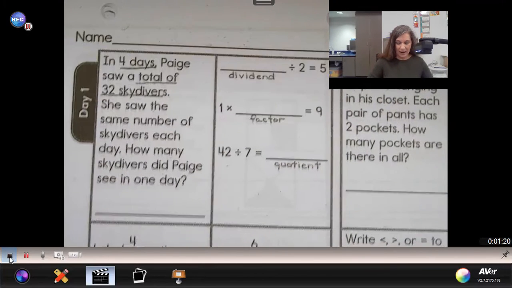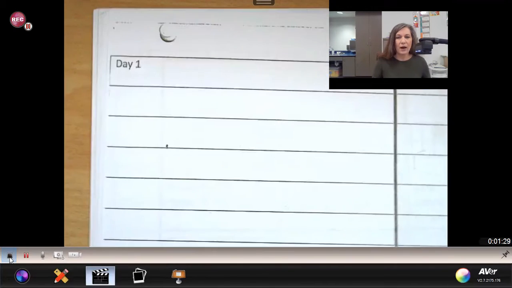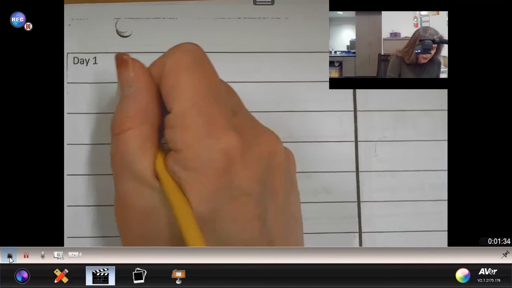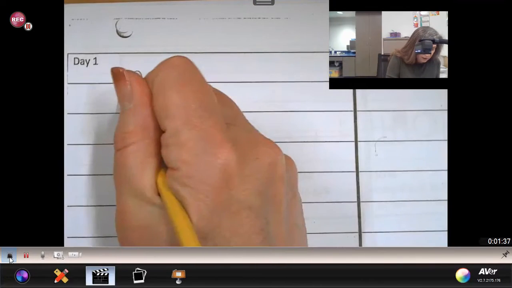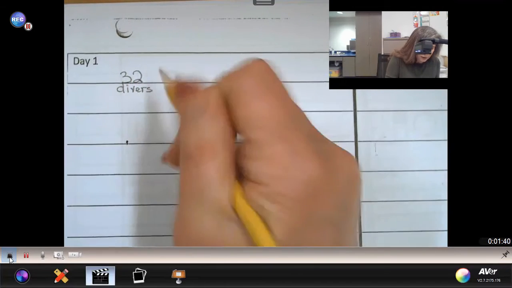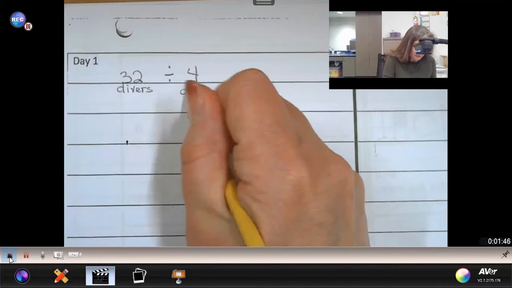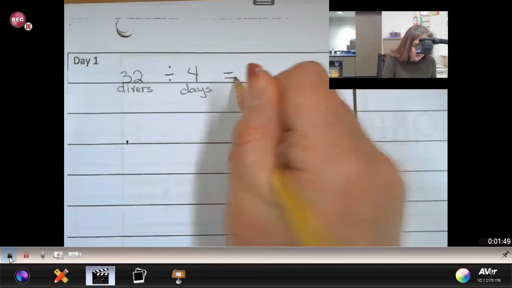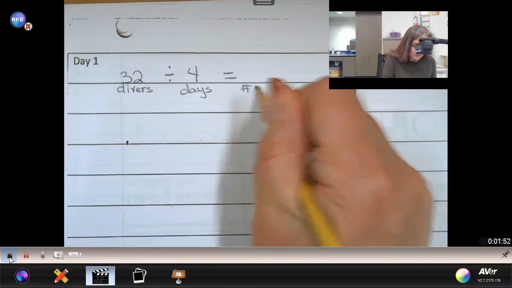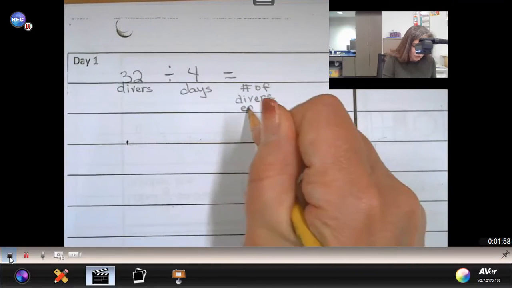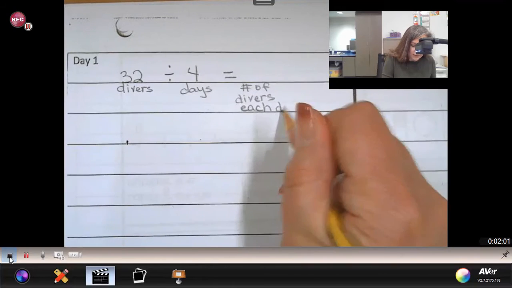Now let's take a look at the back, and we're going to do this problem in our extra space in the back. We know that this is division because they want us to know how many skydivers for each day or just 1 day. So that tells us that we're going to take our total of our divers and we're going to break them up into the 4 days or between the 4 days, and that's going to give us the number of divers each day or in 1 day. Each day being at least one of those days, right?